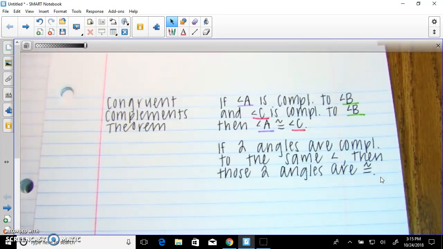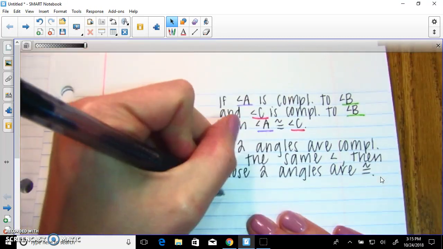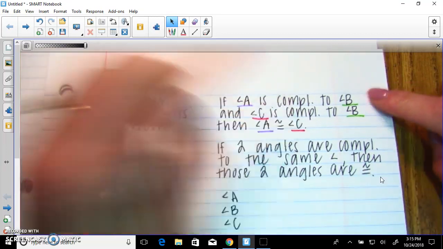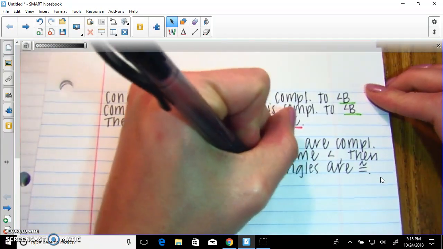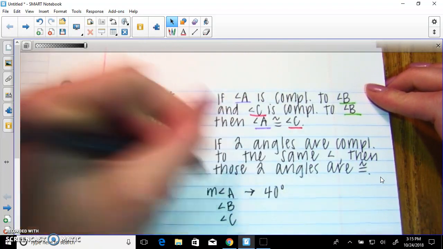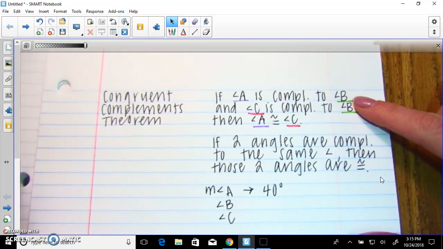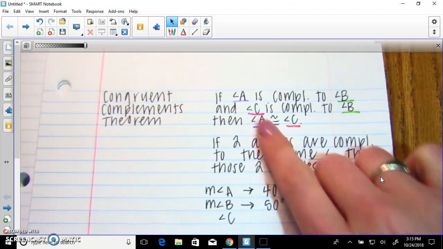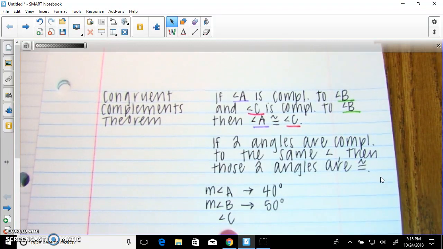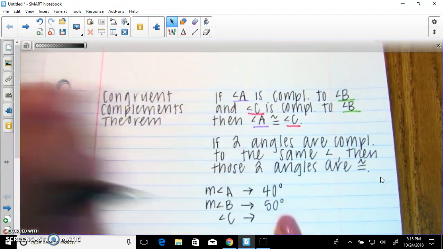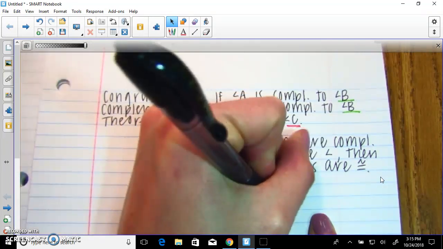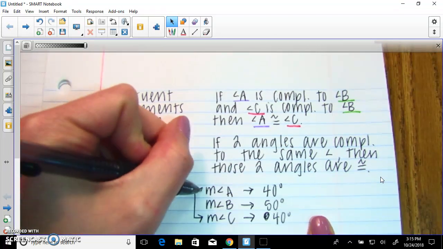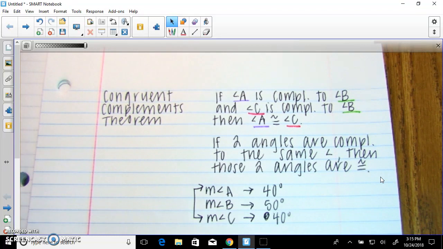Okay. Because think about it. Let's say, for example, we have angle A, angle B, and angle C. If we say A is complementary to B, let's say we know that A is 40 degrees. The measure of angle A is 40 degrees. Well, if it's complementary to B, then B must equal 50 degrees. And then C is complementary to B. So if C is complementary to B, it has to be 40 degrees. Therefore, A and C are congruent. They're going to equal the same measure.